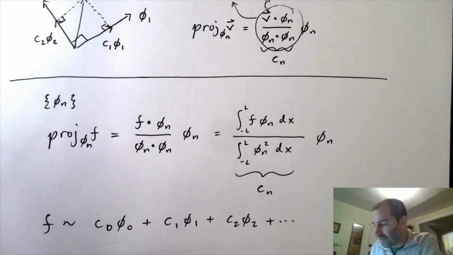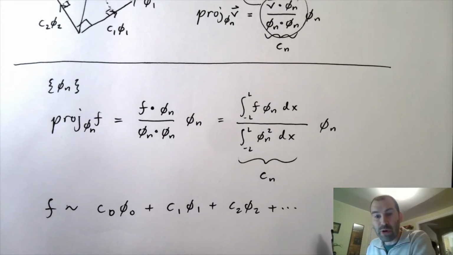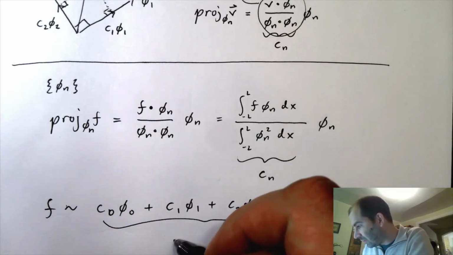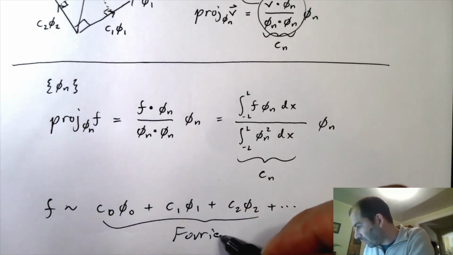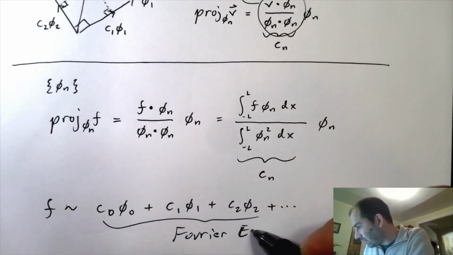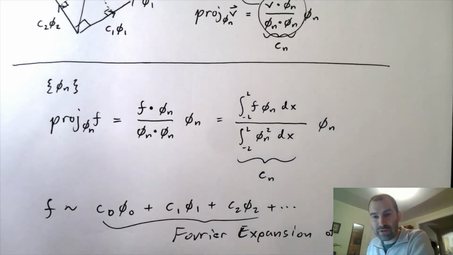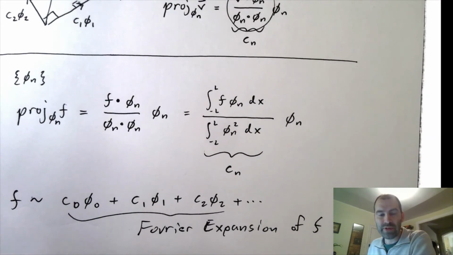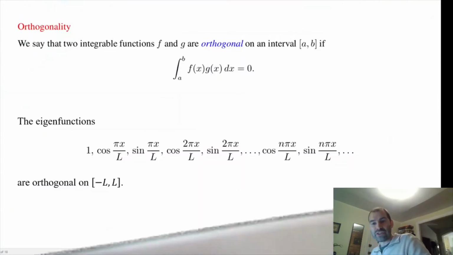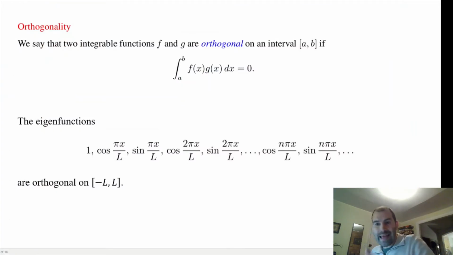Well, more about that later. But this is called the Fourier expansion of our function f. It's the Fourier expansion of f. So that's what we're going to be doing here. We're just extending the idea from vectors.